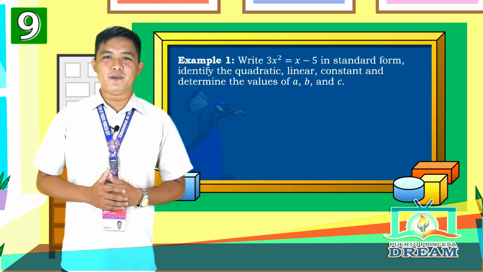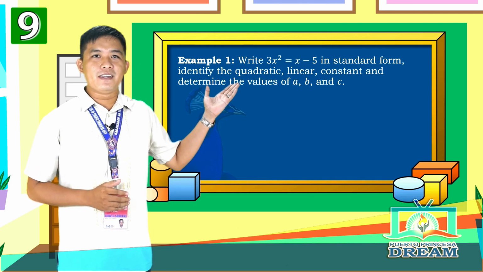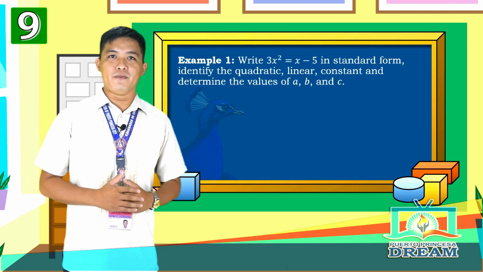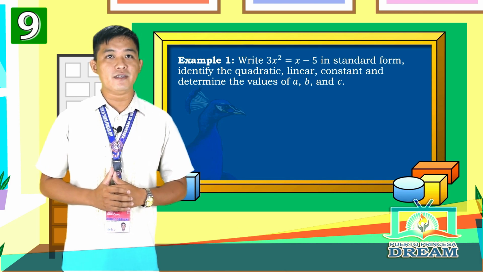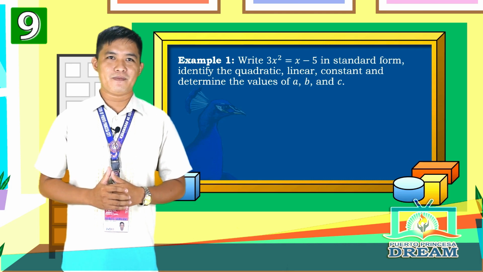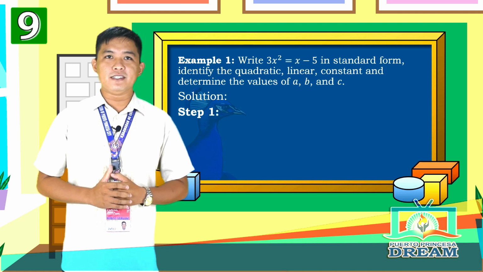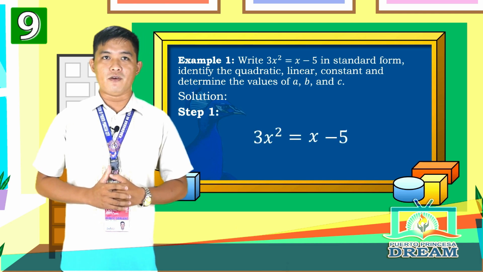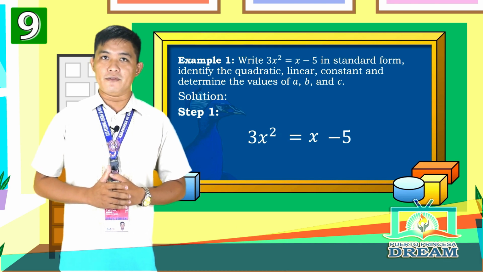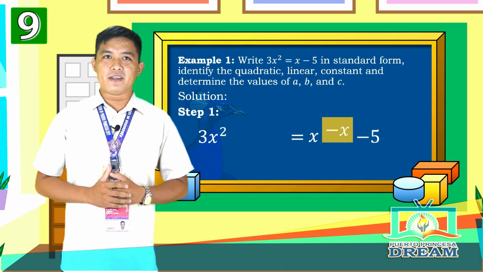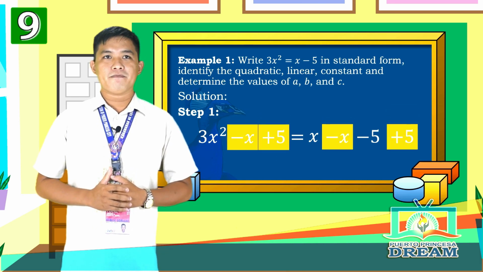Let us use the examples earlier. Example number 1. Write 3x squared equal to x minus 5 in standard form. Identify the quadratic, linear, constant, and determine the values of a, b, and c. Step 1. Apply the addition property of equality to make the right side of the equation 0. Add the additive inverse of the members on the right to both sides of the equation. The additive inverse of x is negative x and negative 5 is 5.